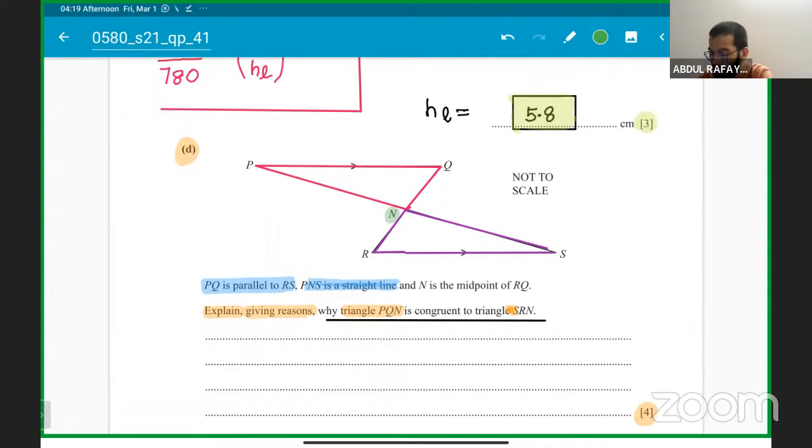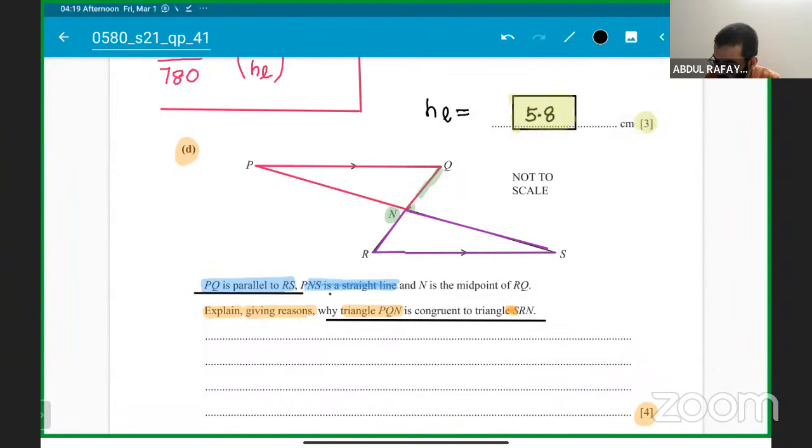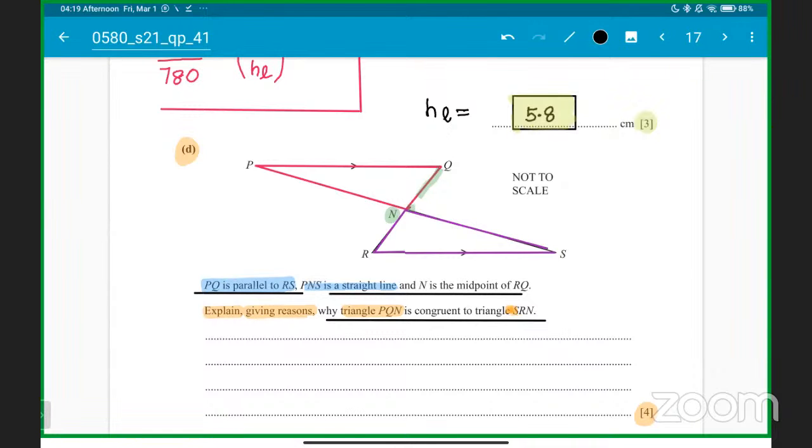N is the midpoint of RQ. Is everyone getting it? N is the midpoint for this line. It's a straight line as well, PNS, and then they are parallel as well. How many people got the question, guys? Everyone following with me? So we have to prove congruency, okay?